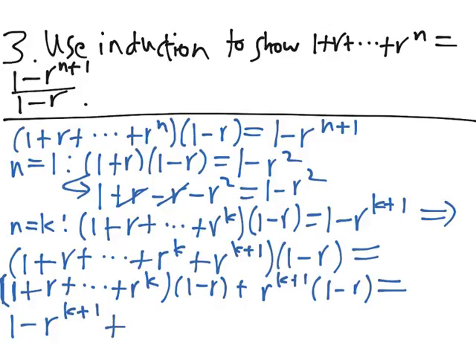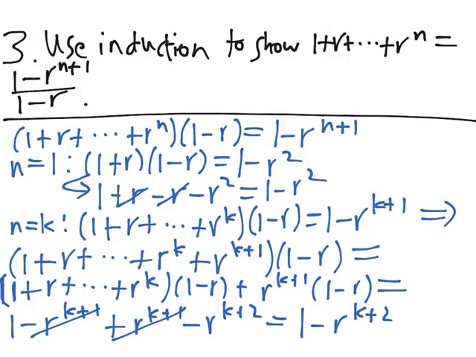r to the k plus 1 times 1 is r to the k plus 1. Then minus r times r to the k plus 1 is r to the k plus 2. Now, these middle terms, plus and minus r to the k plus 1, are going to cancel, leaving us with 1 minus r to the k plus 2, which is exactly what we wanted.